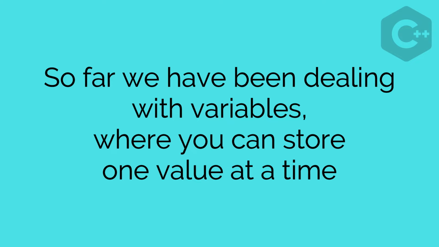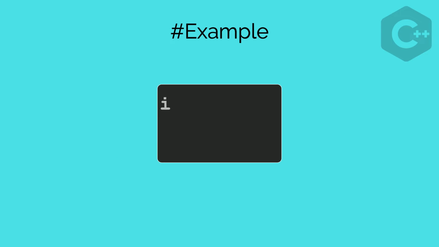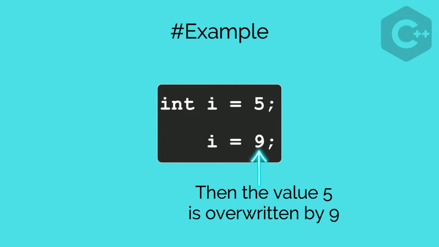So far we have been dealing with variables where you can store one value at a time. If you have int i is equal to 5 and later if you say i equal to 9, then the value 5 is overwritten by 9.